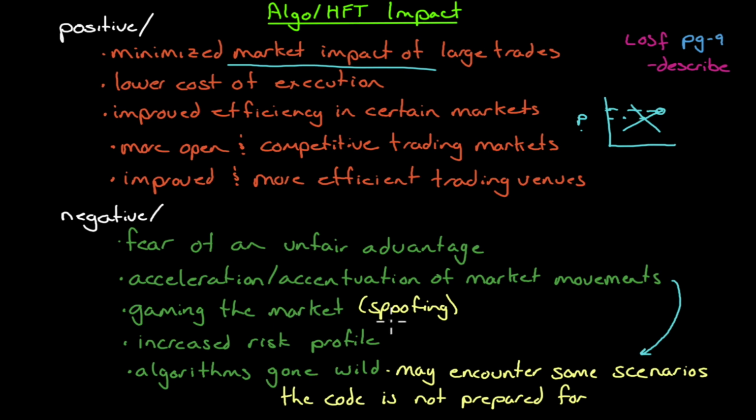That's spoofing. That's where you know that algorithms have to pay attention to your orders. So you place a whole bunch of fictitious orders and you cancel them. You're spoofing the system to tie them up. Increased risk profile. High frequency trading adds to the risk profile, remember?